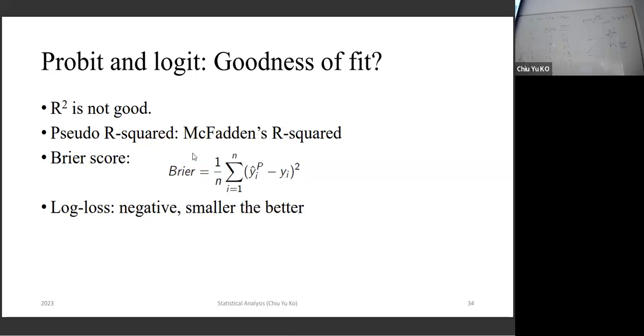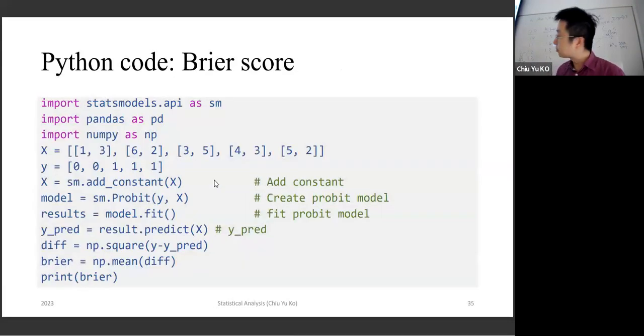The second one is, as I said, this one. If you put y hat and y, how high is that? It's similar to the sum of square error, the same idea. And there's a log loss. This is something that we don't cover. I just put it here because we're not really using it for any purpose.